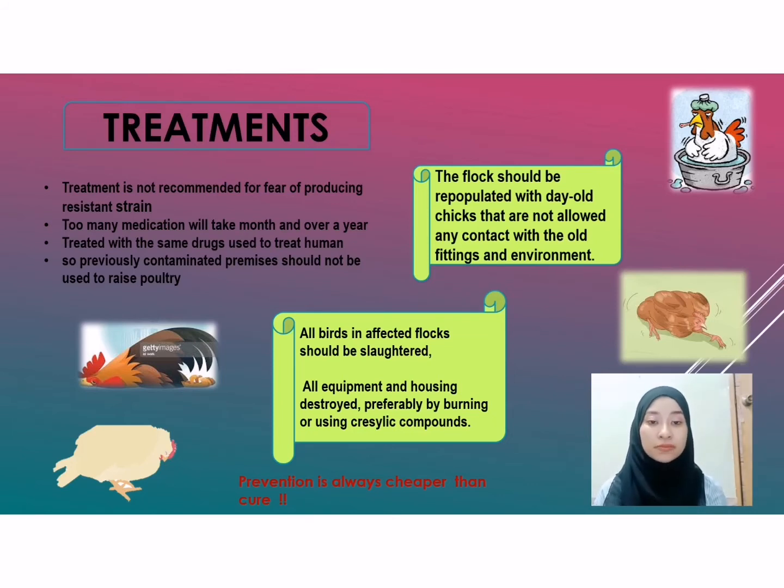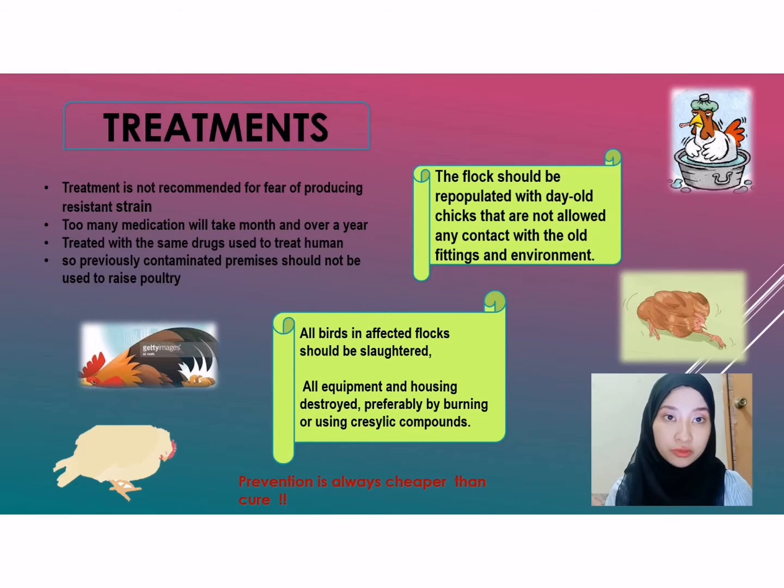So previously contaminated premises should not be used to raise poultry. Keep only one season. After a complete production, the flock must be depopulated. All birds in an infected flock should be slaughtered. All equipment and housing must be destroyed, preferably by burning or using a cryogenic compound, to prevent transmission of avian tuberculosis. The flock should be repopulated with day-old chicks that do not have any contact with the old fitting environment.